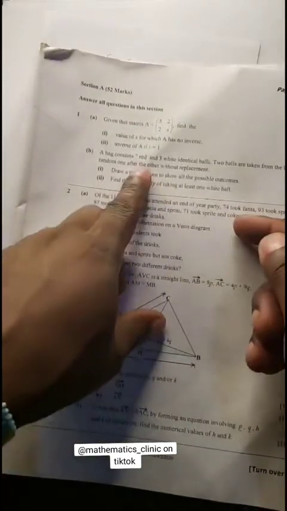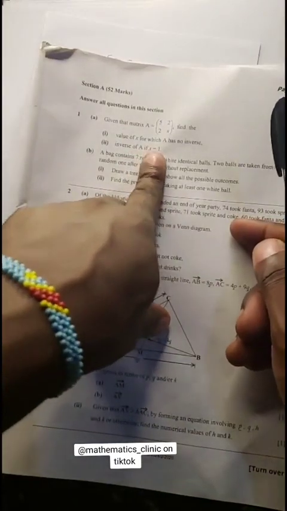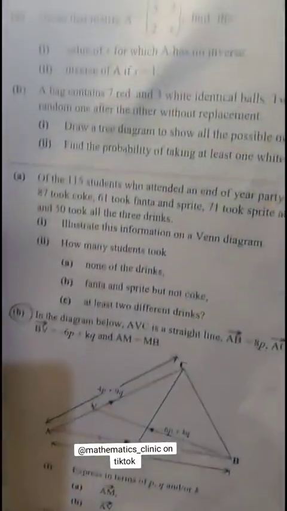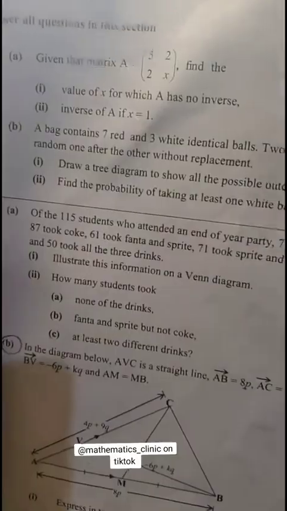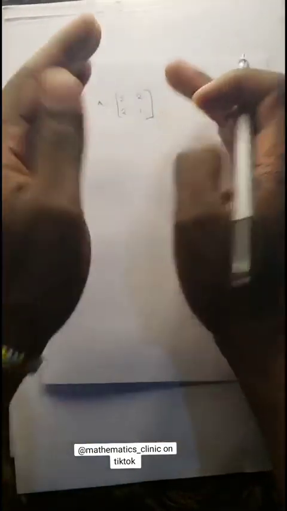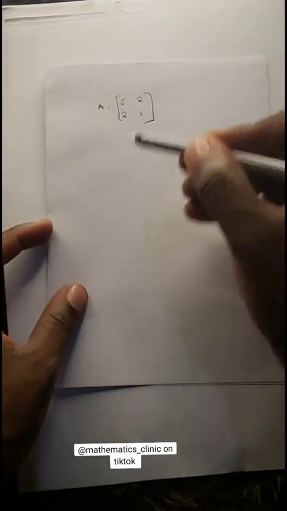So we've been told that our x is equal to 1. So where there is x, we put 1 so that we can have now a normal matrix. Then we find now the inverse for that. So now how do we get to find the inverse for that one?